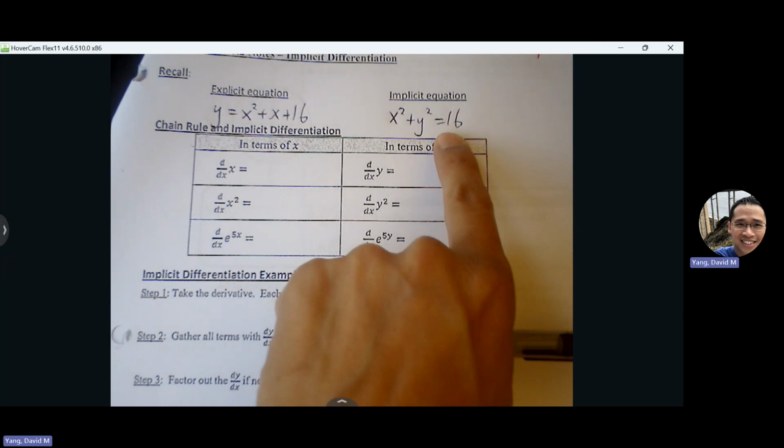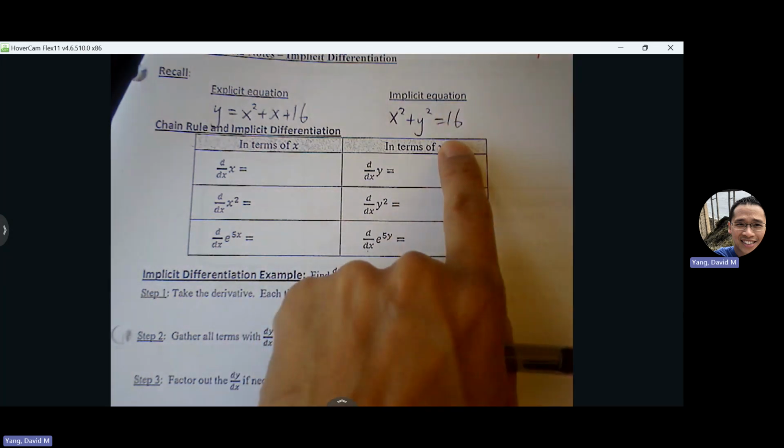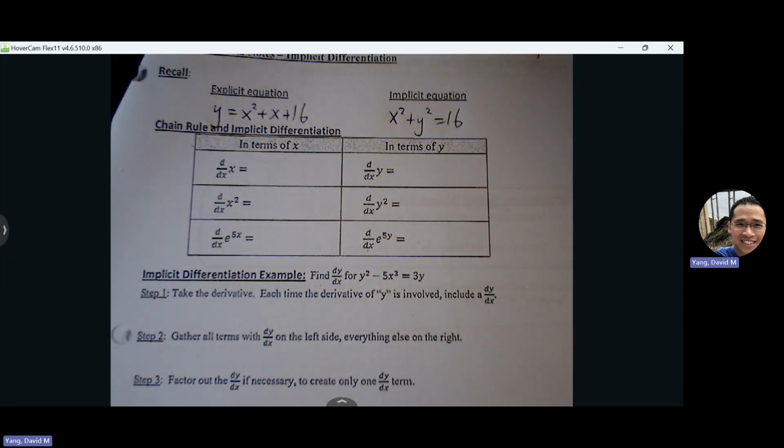A lot of times your implicit equations are not going to be functions, but we can still find the derivative of a graph that is not a function. We can still find the slope behavior of that graph. It's just potentially a little messier.